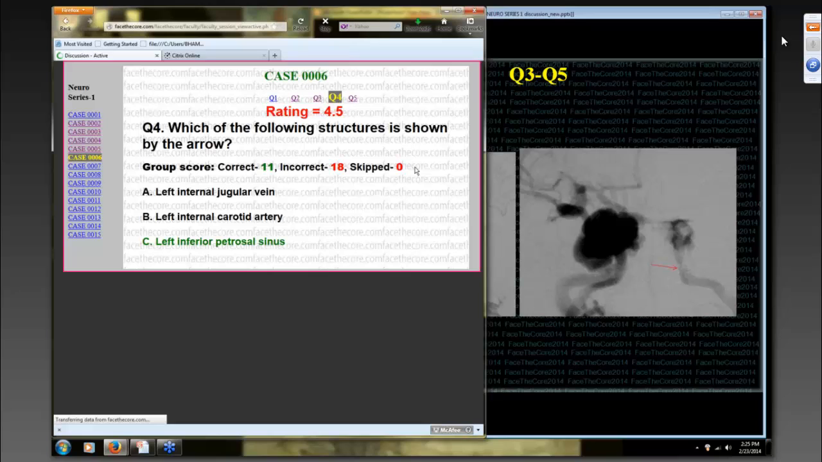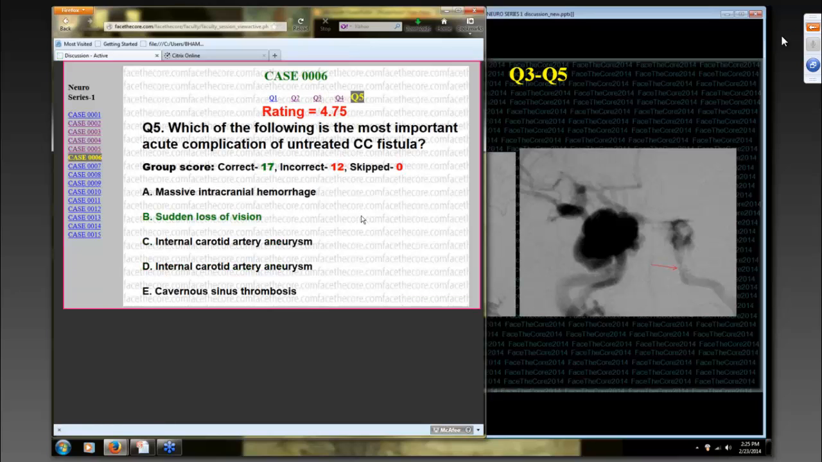And then the last question on this case is the most important acute complication in a CC fistula which is untreated. The two important complications that you normally expect would be an intracranial hemorrhage because of increased pressure and backflow. Because of the increased pressure within the cavernous sinus, the cortical veins, some of which drain into that, will have increased pressure, and they can rupture and cause hemorrhage.